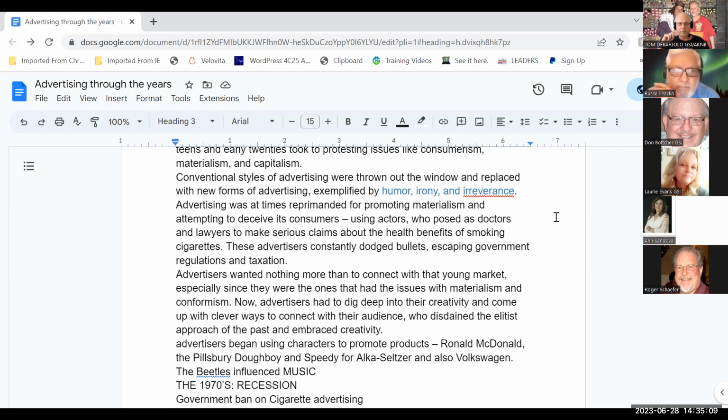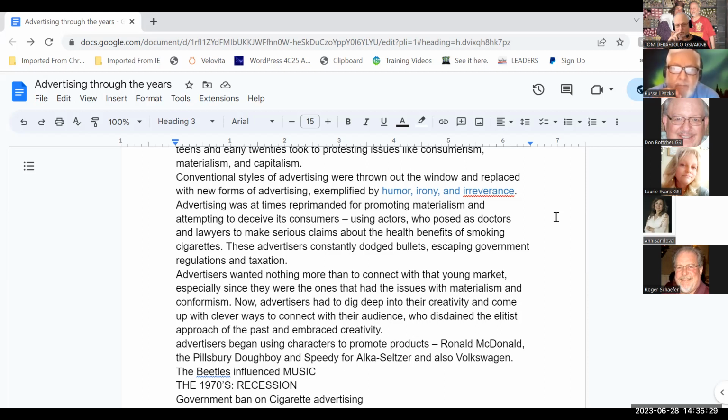These advertisers constantly dodged bullets, escaping government regulations and taxation. From this happened that cigarette advertising got banned from TV as well as alcohol advertising. So that was one thing that came out of the 60s.